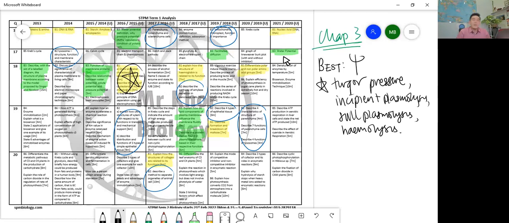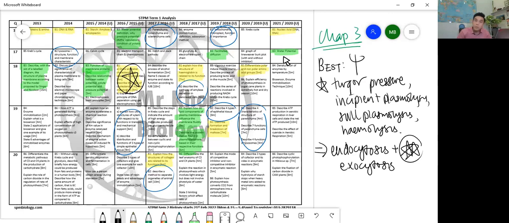Yeah. Sir, is there something they never asked before? Got. Endocytosis and exocytosis. This one. Endo and exocytosis. Possible to ask. Okay. Yeah. Plasma membrane.